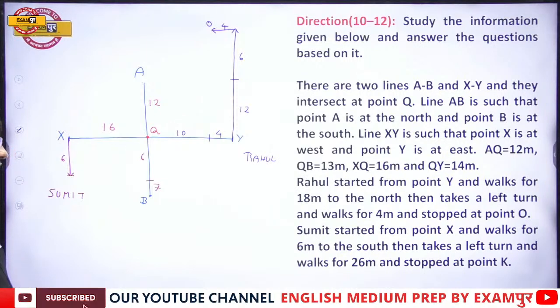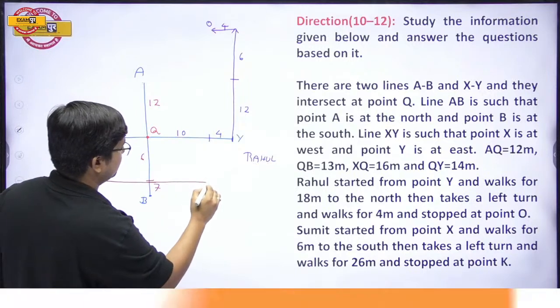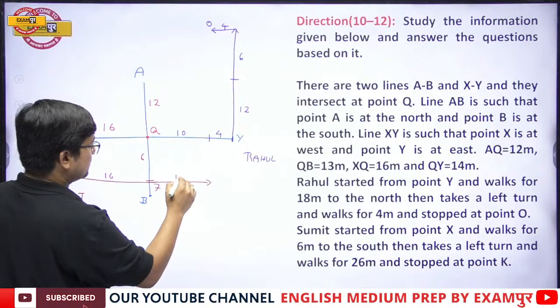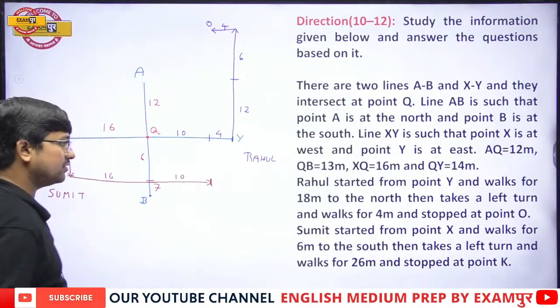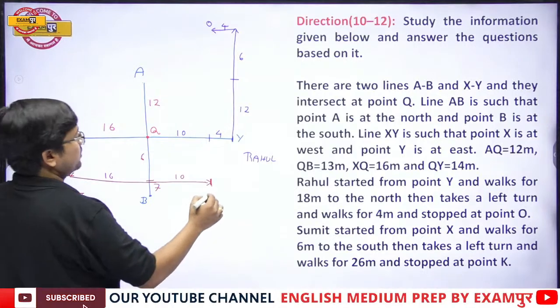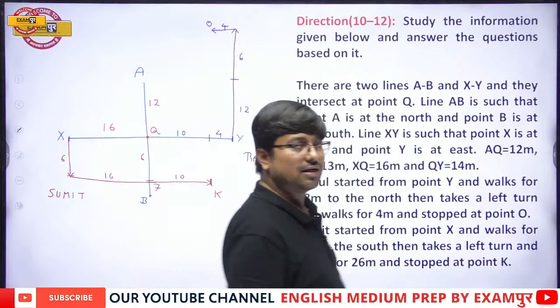Then Sumit takes a left turn and walks 26 meters. If this is 16, even this is 16, and if this is 10, even this is 10, making 26 meters. And then he stopped at point Q. So this is the complete diagram.